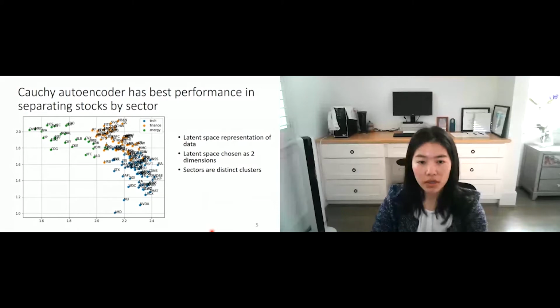The sectors are pretty separate from each other. So the autoencoder was able to separate the stocks by their sector. And we thought this was pretty remarkable because the only input was the daily returns. So it shows that the autoencoder did learn useful information, and it could also show that daily returns for stocks within a sector are quite correlated. And the Cauchy autoencoder did a better job at visualization than the normal autoencoder and PCA.